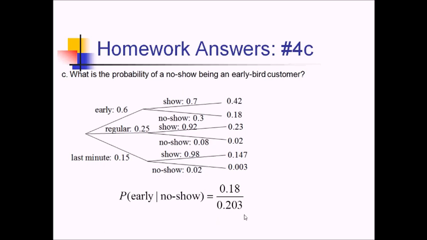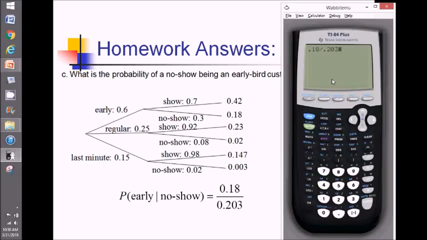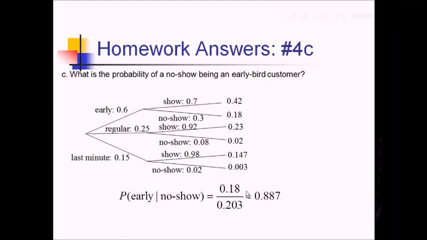So plugging this in the calculator now. That's going to give us about 0.887. There we go. So there's an 88.7% chance that a no-show turns out to be an early bird customer.